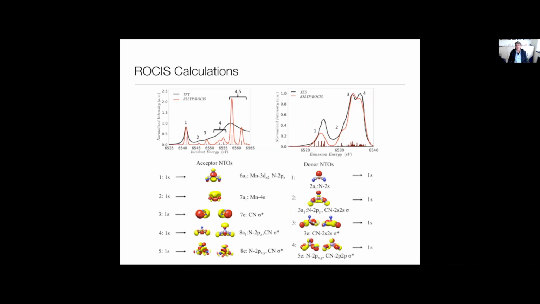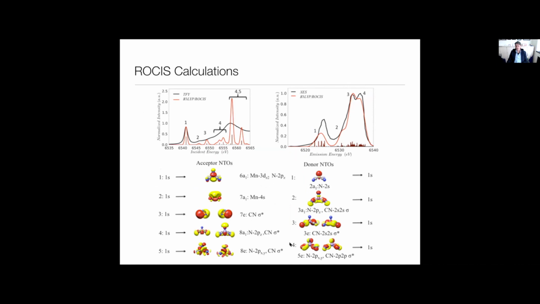Likewise, these ROCIS calculations are actually in fairly good agreement with experiment. They nicely reproduce that pre-edge feature. Then, of course, how accurately the rising edge part of the spectrum is reproduced is open to debate, because the experimental resolution is not great. But by and large, both the XES and the XAS are nicely reproduced. And so I'll show you the calculated RIXS in a moment.